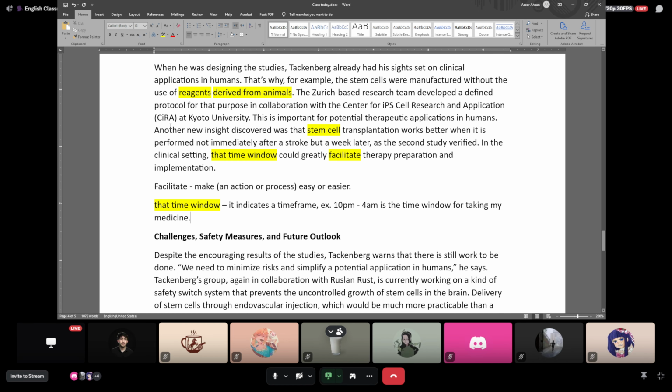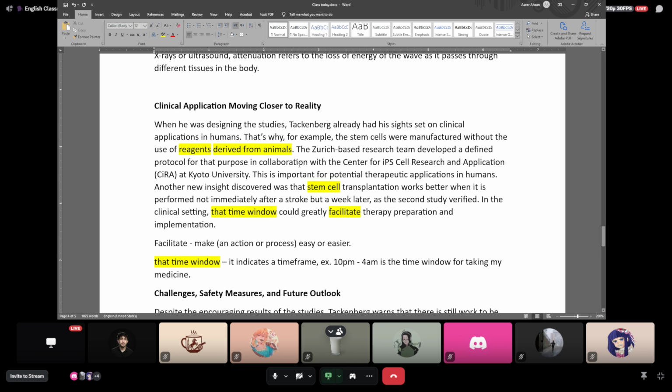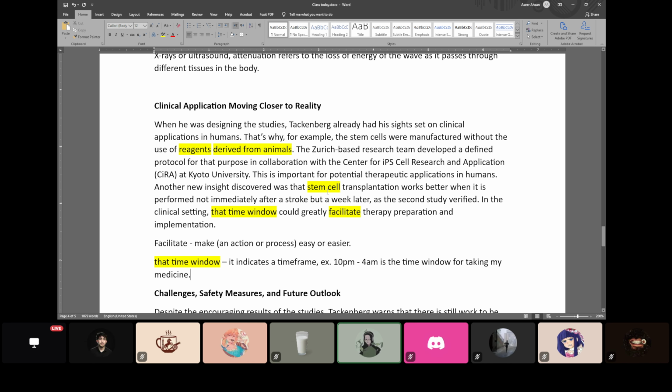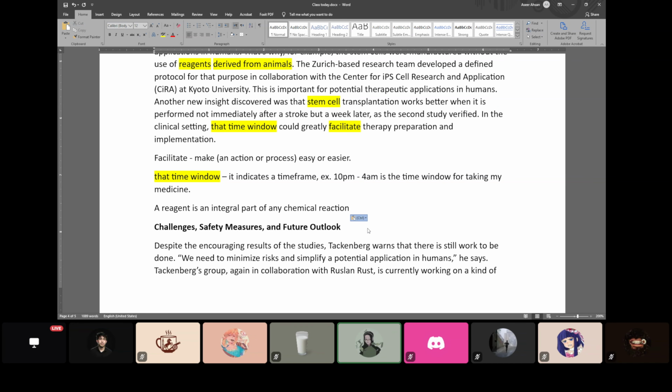Thank you so much for reading. Another word, derived from animals. What do you mean by derived from animals? Derived from animals means it comes from the animal. That is the basic interpretation of that word.